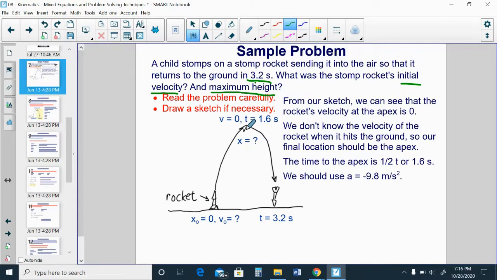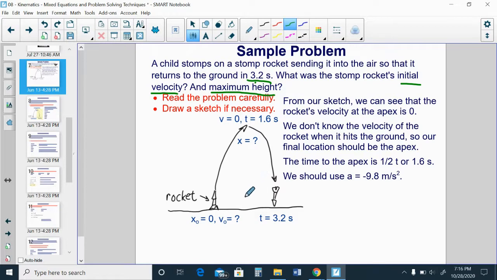The time to the apex is going to be half the time it takes for the total trip. So in the problem, it tells you that this entire trip takes 3.2 seconds. But since we're going to focus on solving the problem up to this point, we can still answer the question by doing that. We need to have time. So it takes half the time to reach the apex. So when you do that, then you get 1.6 seconds.